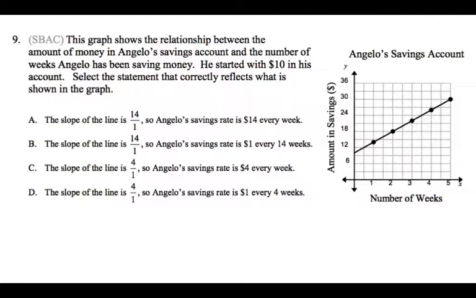Okay, for number 9, this graph shows the relationship between the amount of money in Angelo's savings account and the number of weeks Angelo has been saving money. He starts with $10 in his account. Select the statement that correctly reflects what is shown in the graph. Okay, so a couple things to notice. Our tick marks are not going by 1s on the y-axis, they're going by 3s. So keep that in mind when we're deciding what's happening here. Also, notice that the tick marks on the x-axis, each little tick mark is a half. Okay, so be aware of that when we're looking at our choices here.